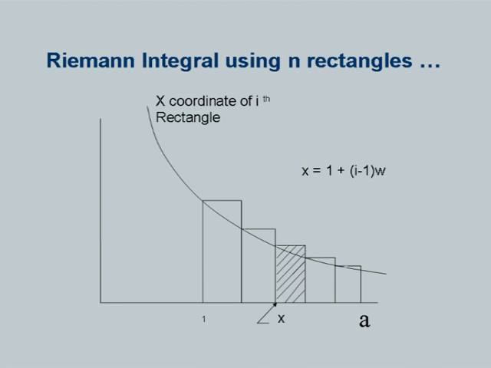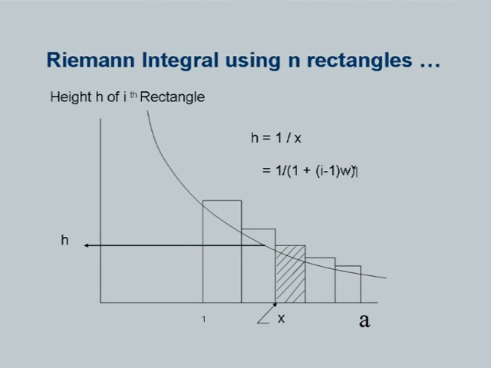Let us examine whether this is correct by giving some value to I. This is apparently the third rectangle in my diagram. This is first, this is second, this is third. If I put I equal to 3, I get 3 minus 1, that is 2W, 2W plus 1. Well, that is correct. This point is 1, this point is 1 plus W, and this point is 1 plus 2W. Agreed? So 1 plus 2W is the correct x coordinate of the beginning of the third rectangle. Similarly, the ith rectangle will have this as the value of its x coordinate, the left corner.